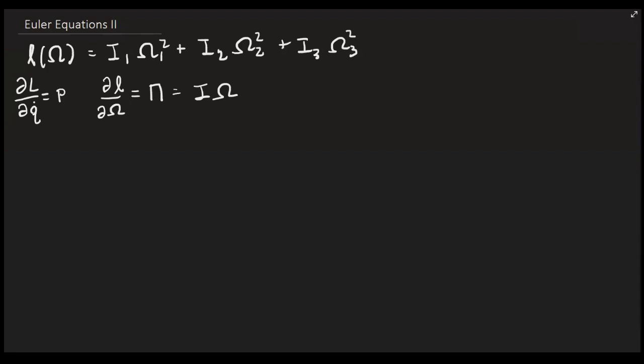Now, since the Lagrangian is only kinetic energy, we basically just get to rewrite this in terms of the pi variables, and find our Hamiltonian, which turns out to be pi1 squared over 2 I1, plus pi2 squared over 2 I2, plus pi3 squared over 2 I3. Okay. Well, this is our energy at least.